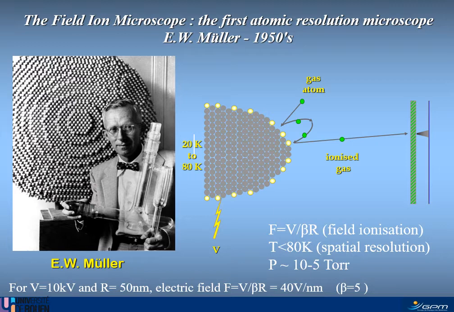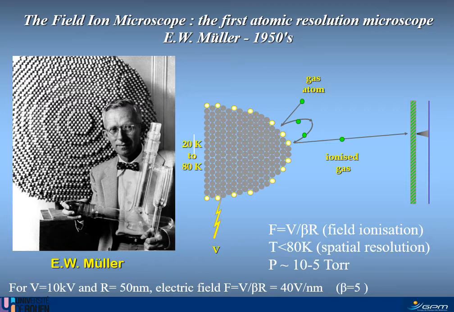So you can have a very atomic resolution with this instrument, with field ion microscopy, if you have low temperature, below 80 Kelvin typically, in order to get a good spatial resolution. Atomic resolution is only obtained at low temperature, so as to minimize thermal agitation. And this is also the typical pressure that is used, 10 to the minus 5 torr. This is the partial pressure of neon, for instance, or helium and argon.